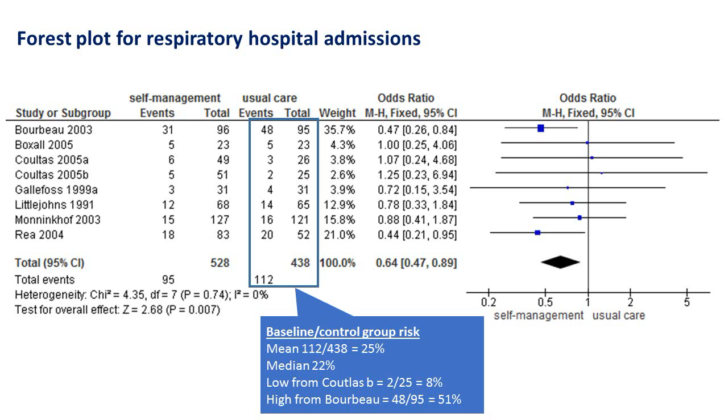The Cootless Bee study had a baseline risk of 2 out of 25, which was 8%. The Bourbeau study had 48 out of 95, or approximately 50% of people, who were admitted to the hospital with usual care. These are quite different. We decided to use these as the lowest and highest values respectively from the studies.